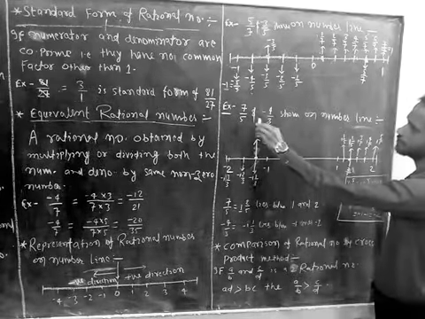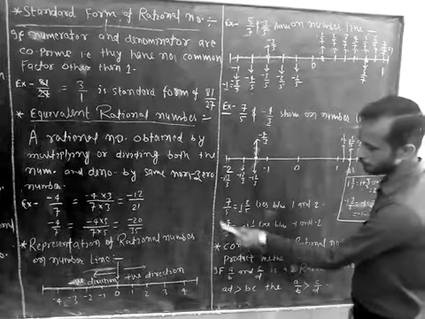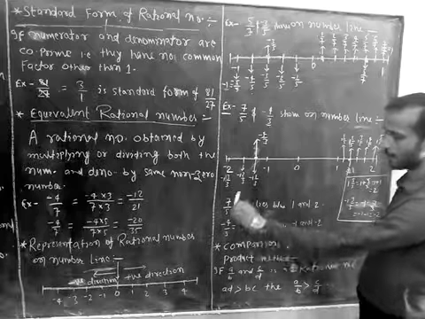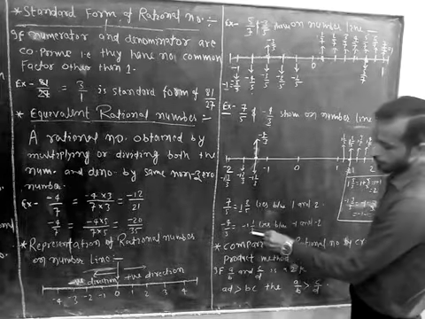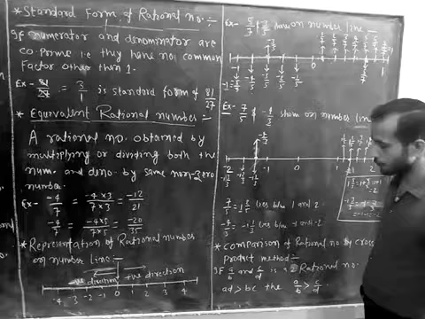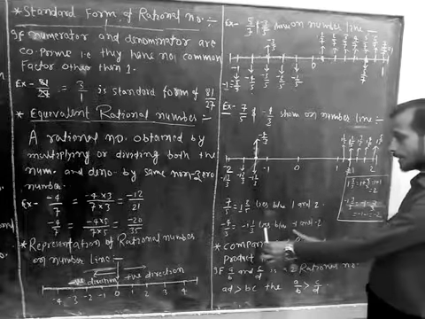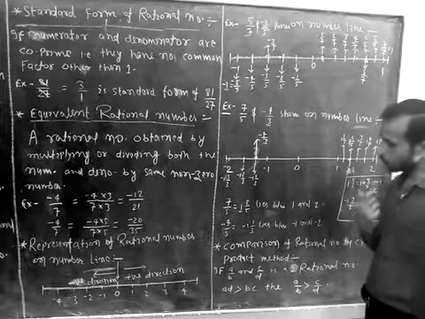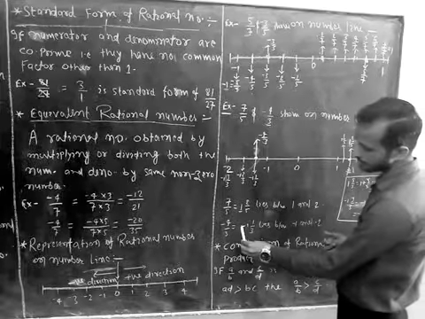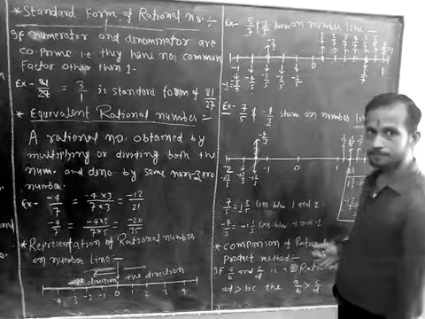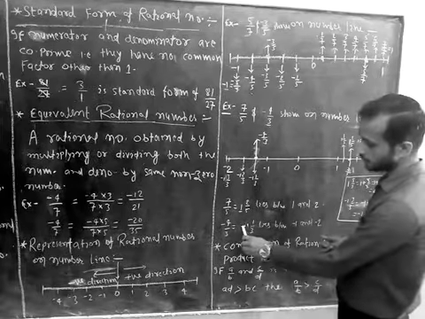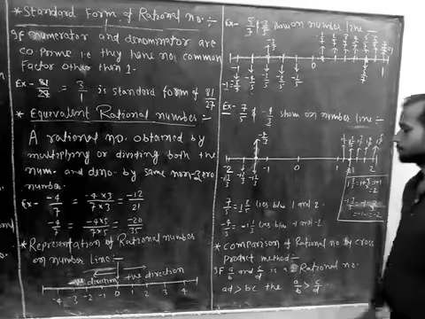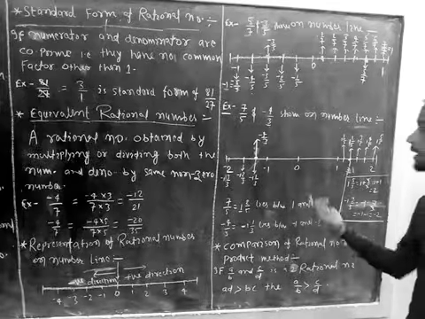Next, minus 4 by 3. Minus 4 by 3 is equal to minus 1 and 1 by 3, because 3 ones are 3 and plus 1 is 4 by 3. And it lies between minus 1 and minus 2, because this number is less than minus 1 but greater than minus 2. Hence it lies between minus 1 and minus 2.